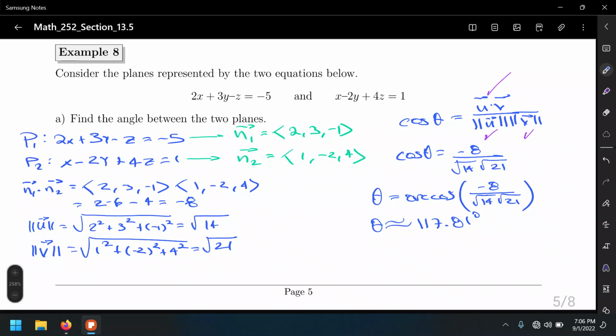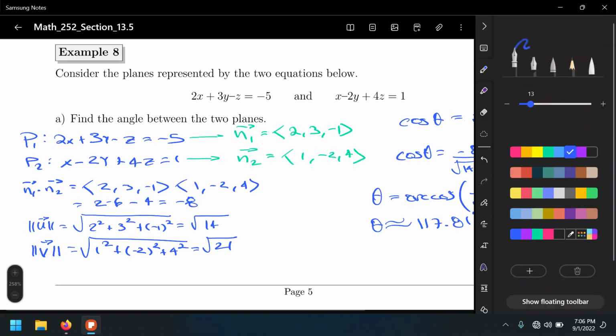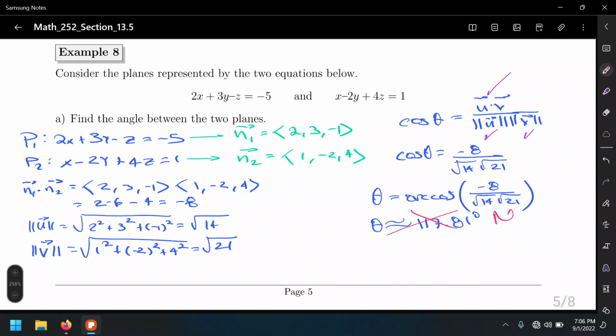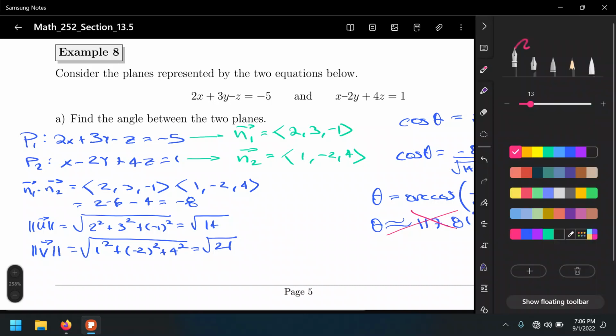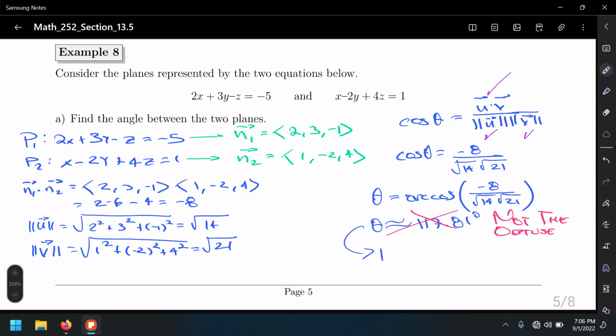But what's the problem with this result? This is an obtuse angle, not an acute angle. Recall that these angles range from 0 to 180. So all we have to do is find the supplementary angle by subtracting it from 180. So theta equals 62.19 degrees. In this case, this is the correct one, the acute angle.